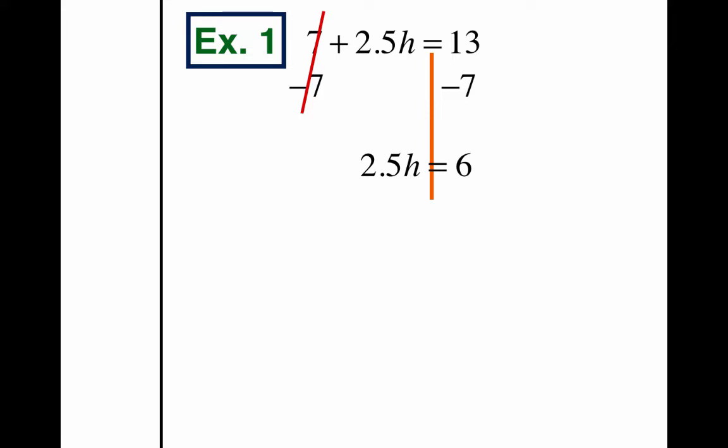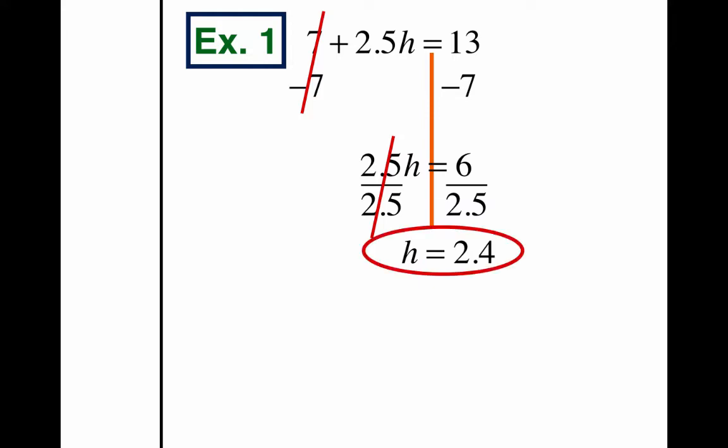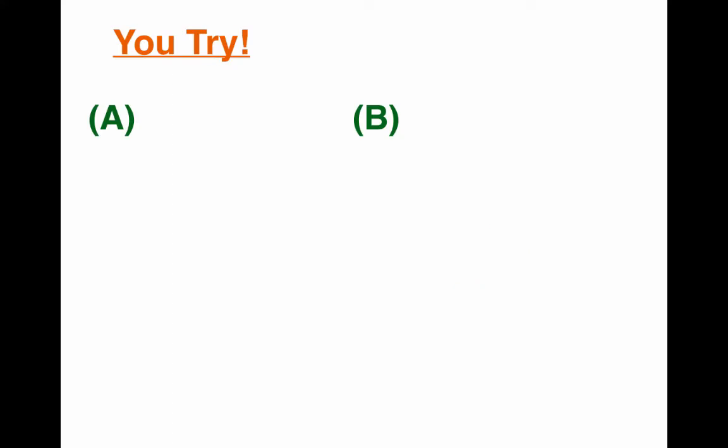Now I got to get rid of the 2.5, but how do I get rid of it? How do I get it away from that h? Well, I divide it. I'm going to divide by 2.5. And now I grab a calculator and I type in 6 divided by 2.5. And I get h is equal to 2.4. And there's my solution.